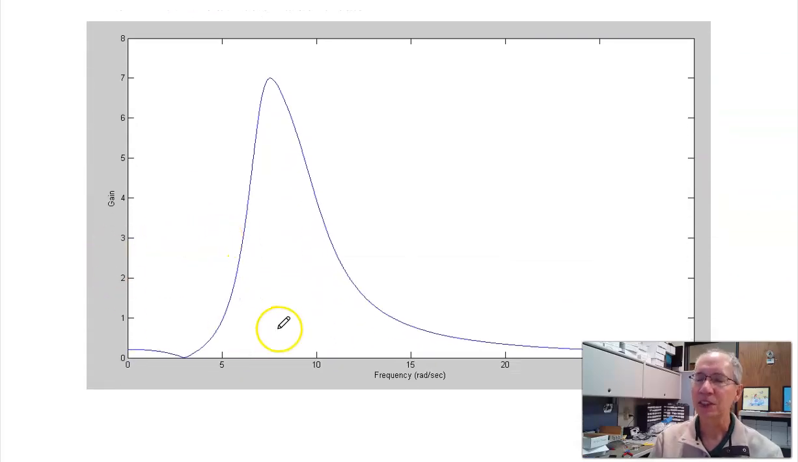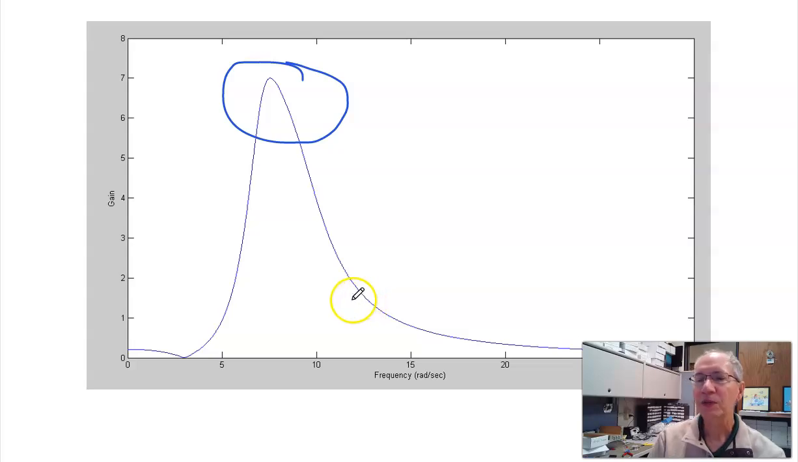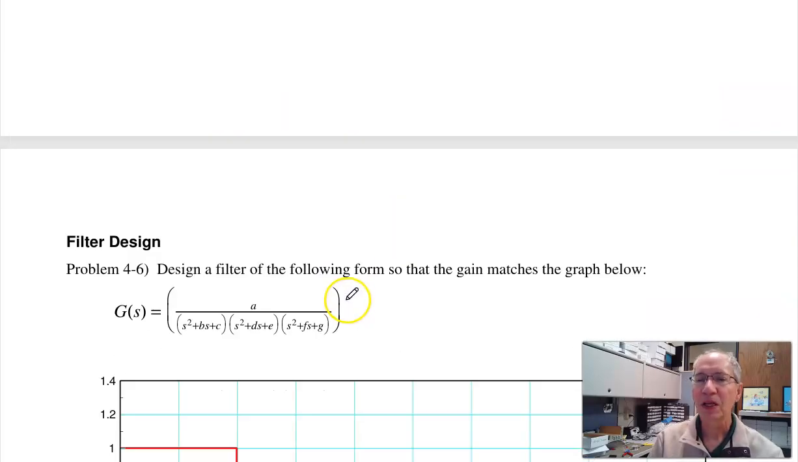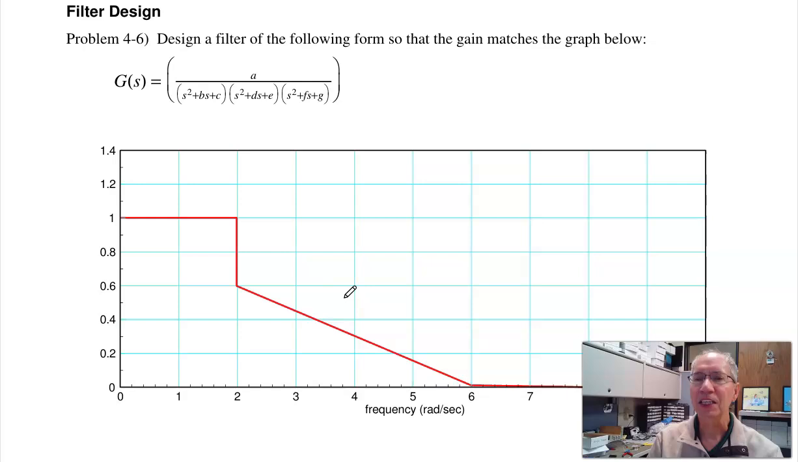What that tells you is this is a bandpass filter. Frequencies around 7 radians per second get passed. Actually, they get amplified. And the other frequencies get attenuated. Okay, that's filter analysis. The last set of problems is design.